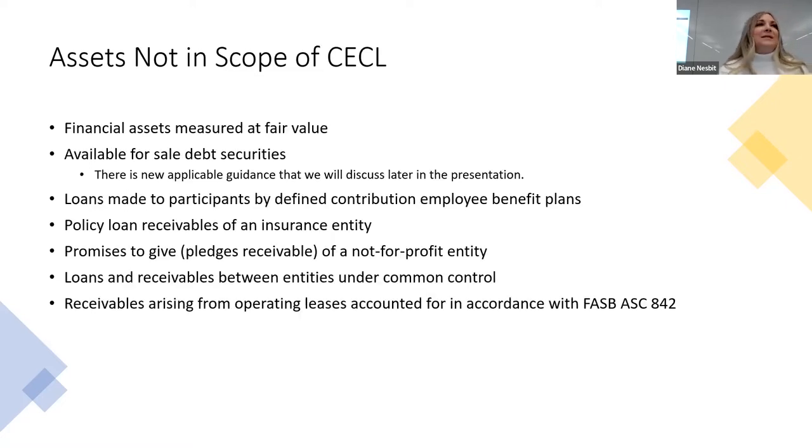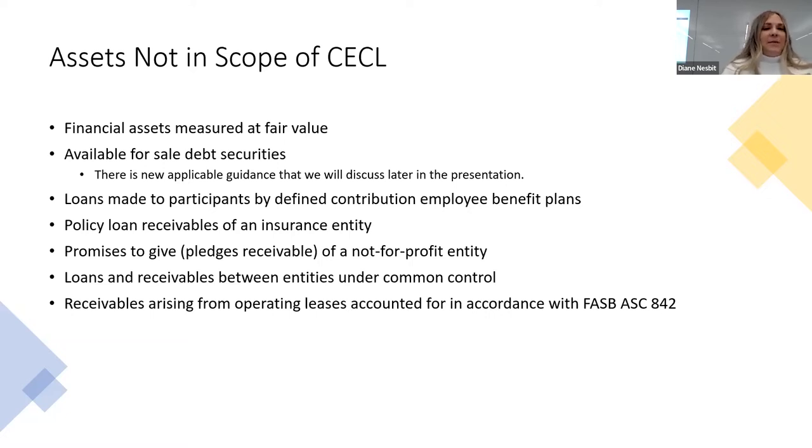So let's talk about what's not in scope here. Financial assets that are measured at fair value, your available for sale debt securities, are out of scope of this standard, but they did modify how you account for your available for sale debt securities. So stay tuned. Allison Johnson is going to talk about the available for sale debt securities impact in the second portion of this part of the training.